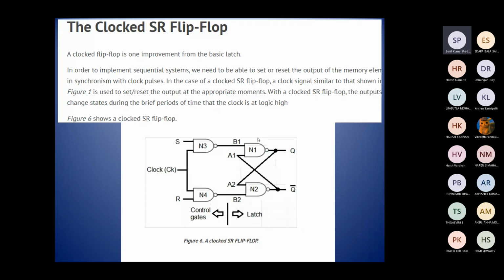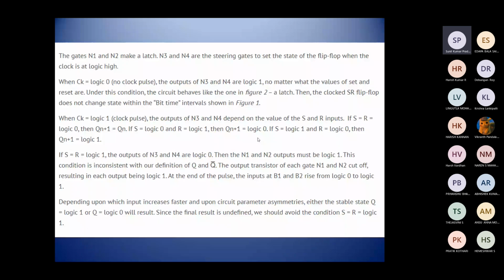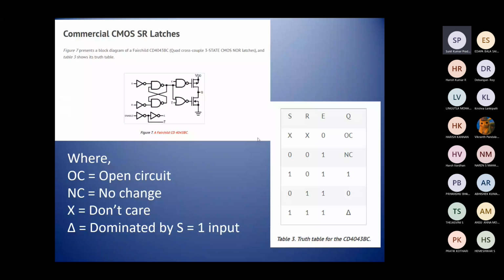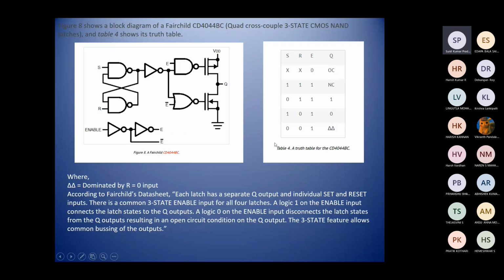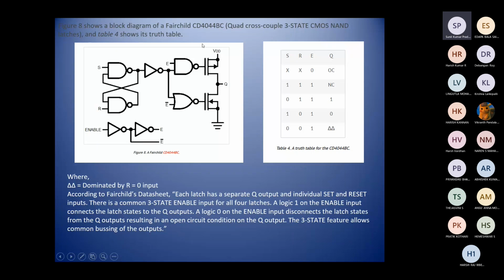Then we discussed the clocked SR flip-flop, which has four NAND gates, and we are incorporating the clock signal, and we get the outputs accordingly, depending on the type of logic we are using. This is our commercial CMOS latches. This is the CMOS NOR latch, its figure along with the truth table, and similarly this is the CMOS NAND latch with its figure and truth table.